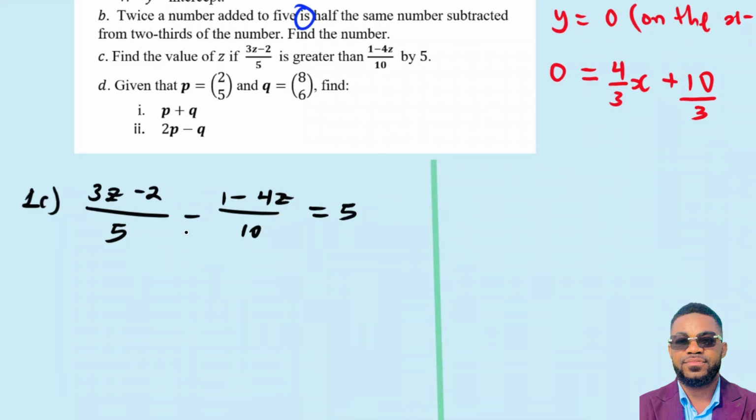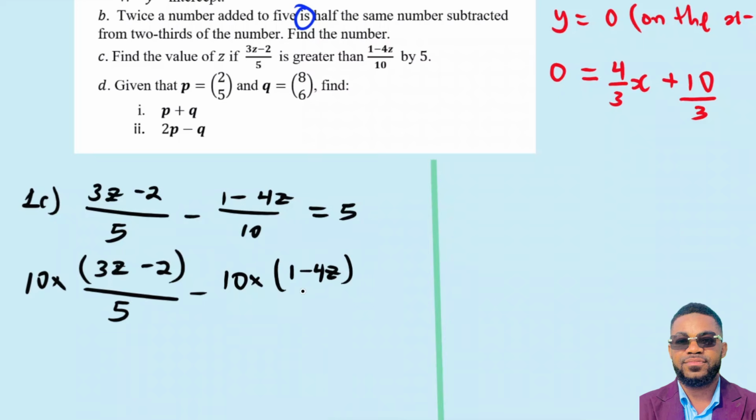So at this point, we have an equation which we have to solve by multiplying through by the LCM, and the LCM is going to be 10. So we have 10 multiplying. You should remember that the numerator here is a binomial, so it should be kept in brackets. We have the bracket of 3z - 2 over 5, minus, the same thing applies to this one, another binomial. So you have 10 times (1 - 4z) over 10 equal to 5 times 10.